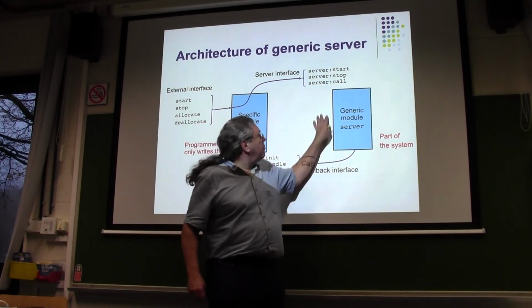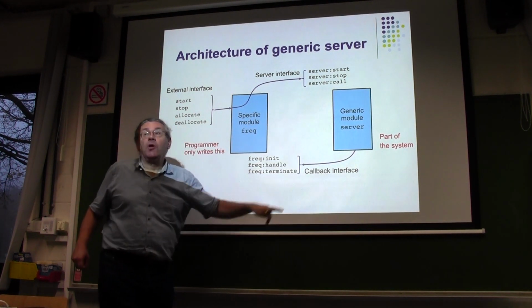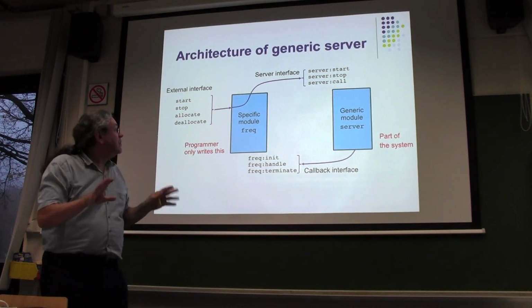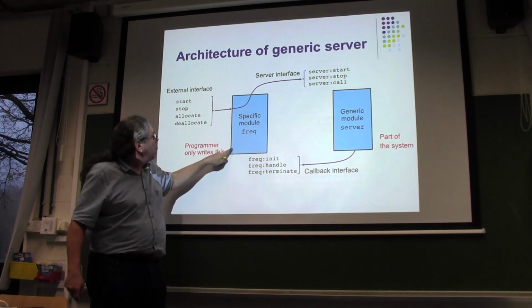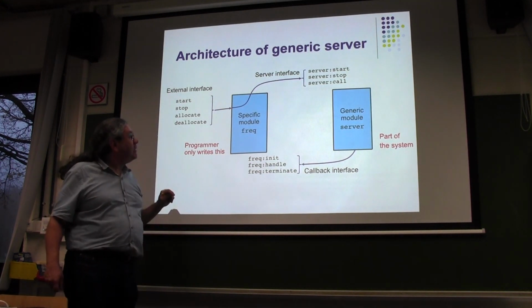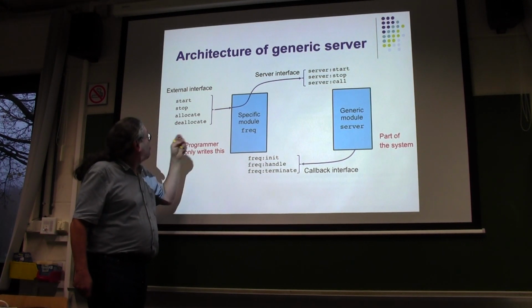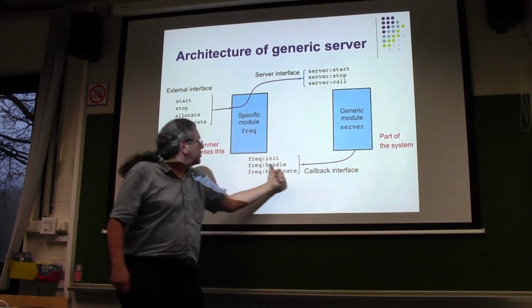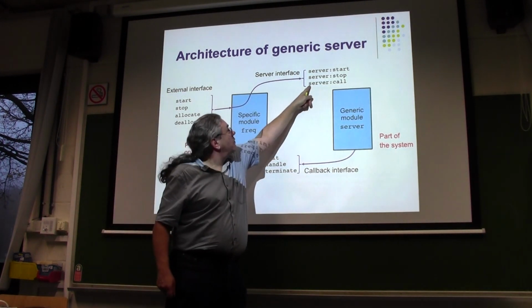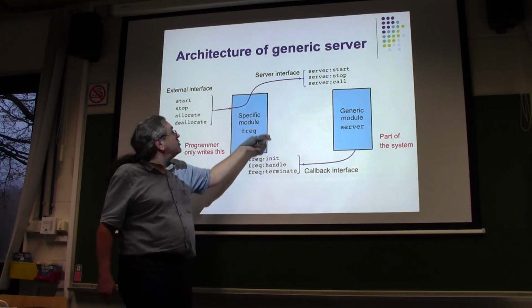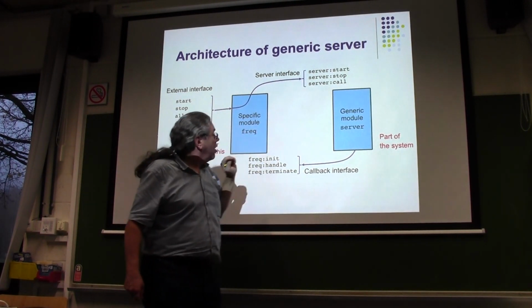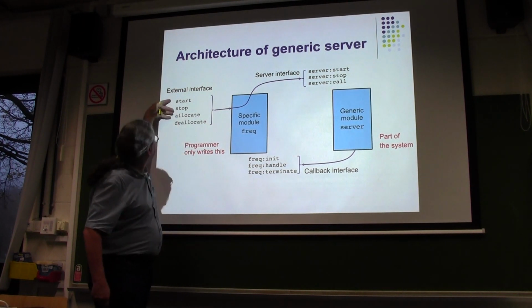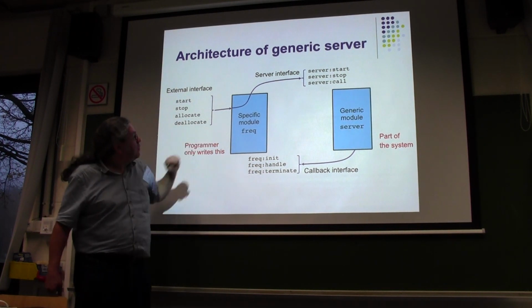This is the generic module, so this is part of the system. This is part of OTP, the generic server, and you can use it. And this one, the specific module, is what the programmer writes. The programmer calls the server: start, stop, call, but the server has callbacks. So these two interfaces are part of the server. You start, you stop, and you call it, and the callback interface, and that's all you have to write. The external interface is defined by the specific module.